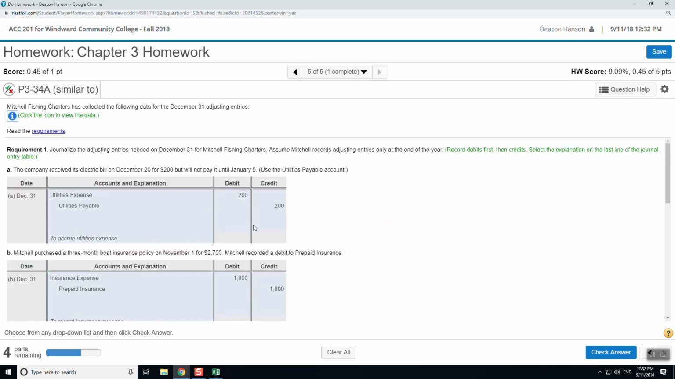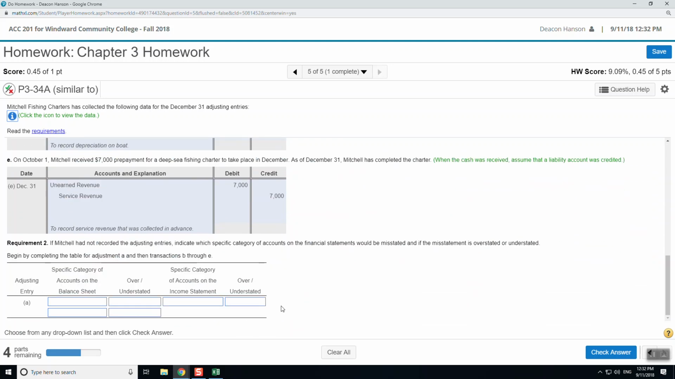Anyway, fraud. So we got that in our head. We can come back down here and say, okay, if we didn't make this entry, specific category of accounts on the balance sheet. Well, of course, there's going to be equity and there's going to be liability, right? Would the equity be overstated or understated? It would be overstated because net income would be overstated. Net income goes into retained earnings. If you have an income figure that's too high, it's going to make your retained earnings too high. And retained earnings is on the balance sheet in the equity section. Of course, we've already established that the liability would be understated. If I didn't make that $200 credit to utilities payable, my liabilities would be short by $200.